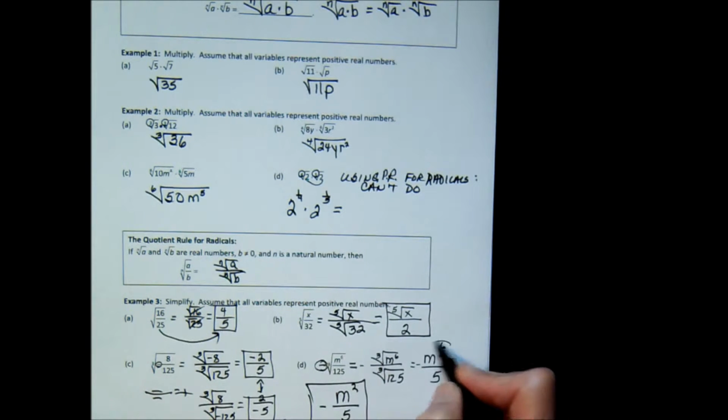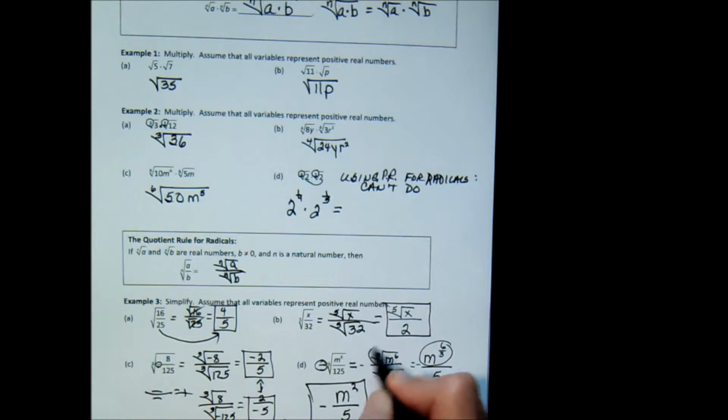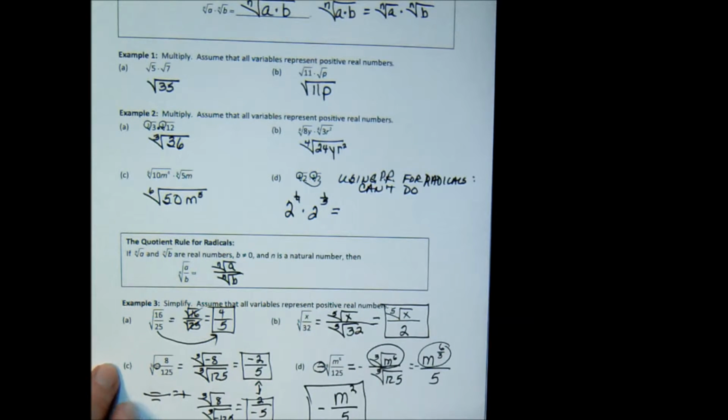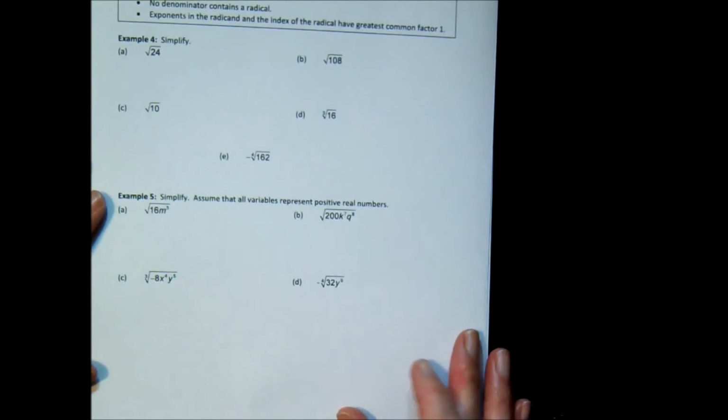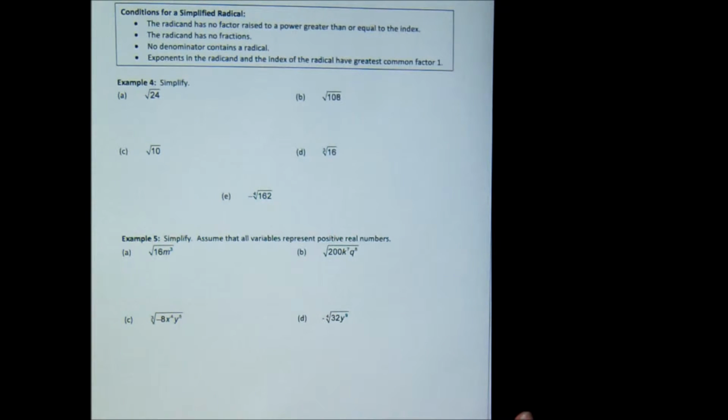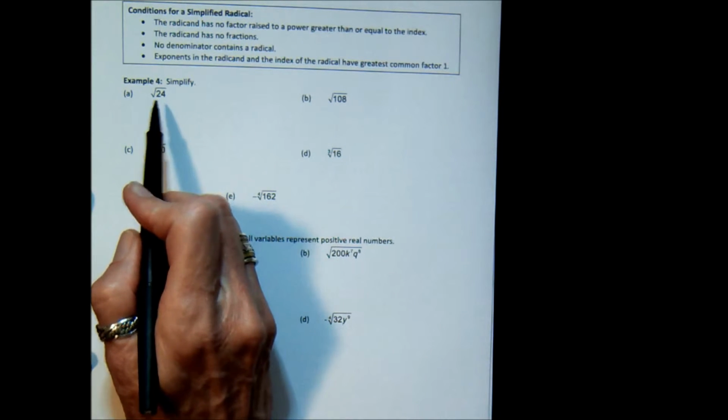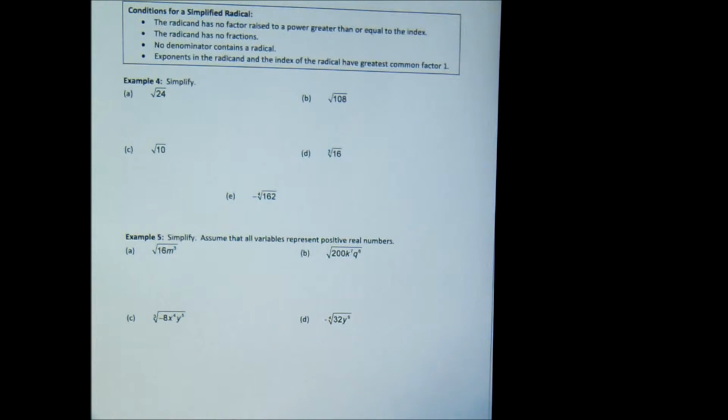And this, converted from this, is something that we're going to look at some more of on the next page. So let's look at the next page of your notes, and it says conditions for a simplified radical. 1, the radicand, that's what's under the radical sign, has no factor raised to a power greater than or equal to the index. I'm going to show you that in a minute.